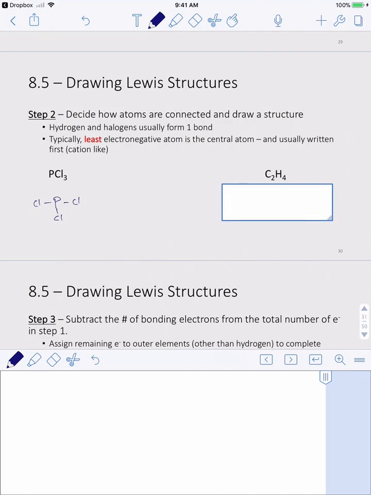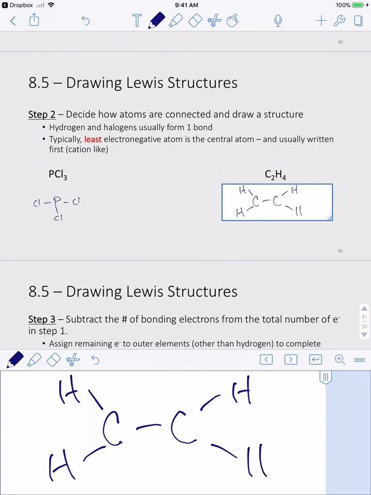Then we go to C2H4, and again the hydrogens can't be in the center, so we must have a carbon and a carbon here. And then we have to attach hydrogens, so we get this kind of structure, so that all those hydrogens are terminal on the outside of the molecule. Once we have a skeleton structure, then we go into step 3.